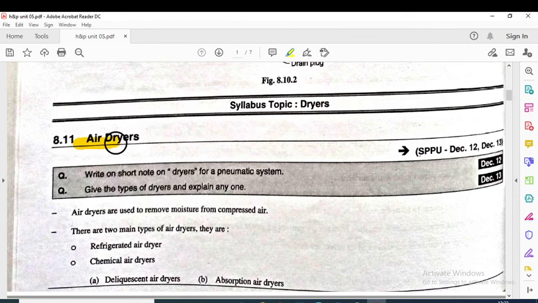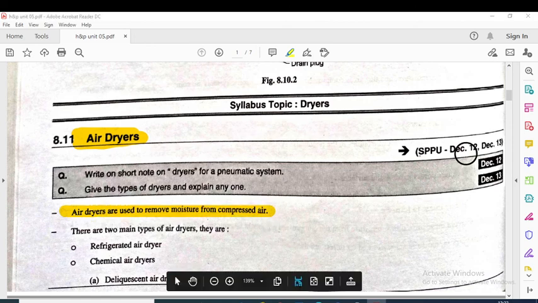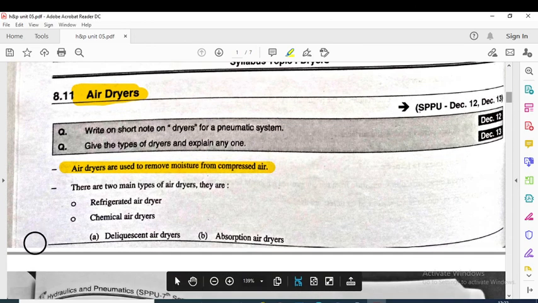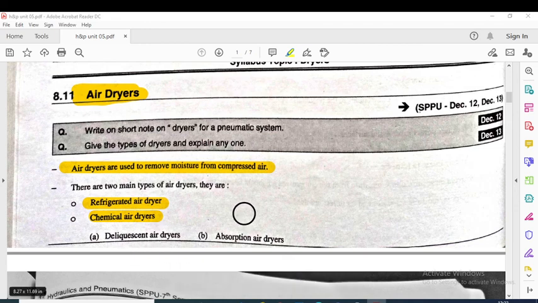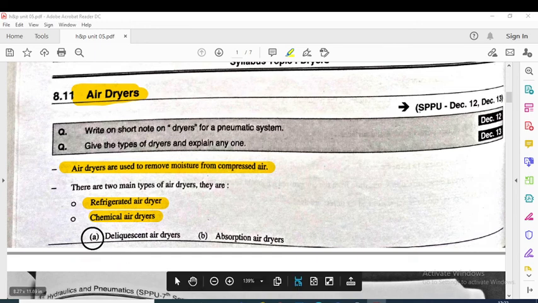Now these are the air dryers. The function of an air dryer is to remove the moisture from the compressed air. Then it again has two types. The first one is the refrigerated air dryer, and the second one is the chemical air dryer. So what is this chemical air dryer? We use chemical components which can absorb the moisture particles from the air. It again has two types: deliquescent dryers and absorption air dryers.